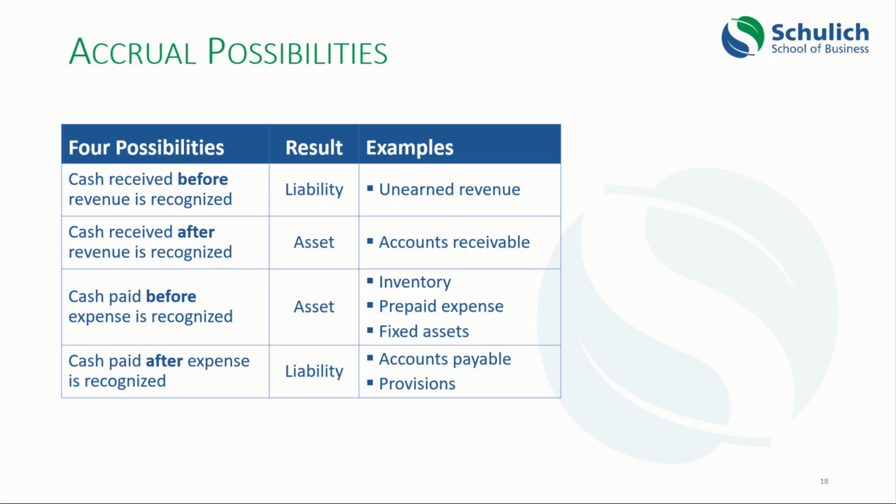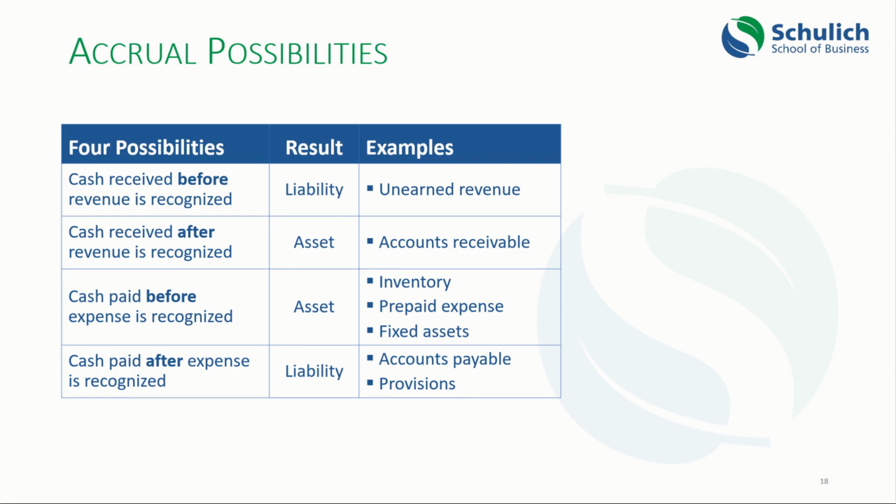For revenue recognition, if cash is received before revenue is recognized, you create a liability. The most obvious example might be unearned revenue, also called deferred revenue. You have received money from a customer but haven't earned it yet. As long as you hang on to the money, you have a performance obligation, hence the liability. When you get around to satisfying the obligation, you'll debit the liability and credit revenue.